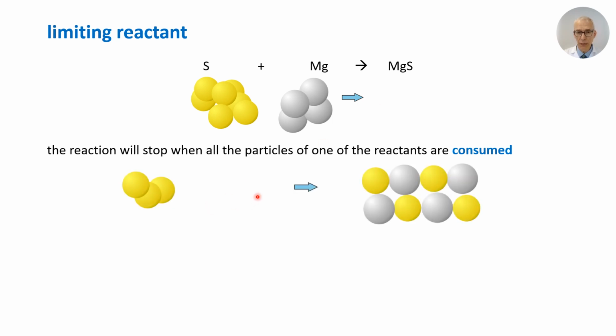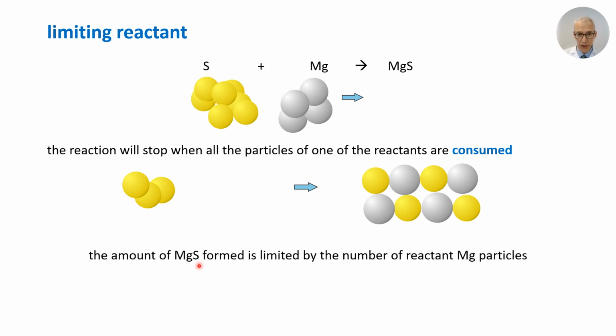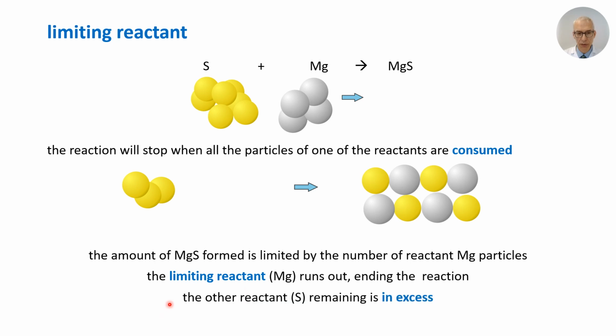Okay, so if we've only got 4 magnesiums, we can only have 4 units of magnesium sulfide. That is, 4 magnesiums will combine with 4 sulfurs. Well, that leaves 3 sulfurs uncombined. The amount of magnesium sulfide formed is limited by the number of magnesium particles, so we call magnesium the limiting reactant. We would refer to sulfur as being in excess, in that some unreacted sulfur remains at the end.